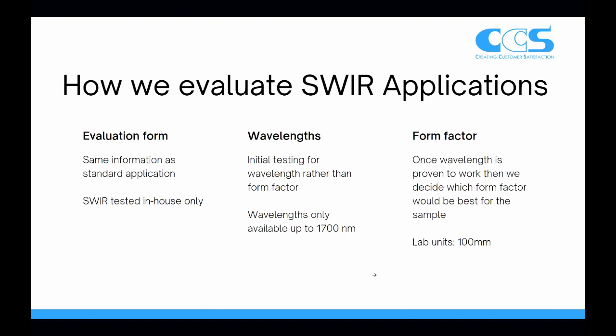We have bar lights in every wavelength we offer that are 100 millimeters long. With this, it's not the perfect setup, but we're able to see this wavelength works, this one doesn't, etc. And then from there, we pick the form factor that we'll need. But the initial part of testing is testing for the wavelength rather than the form factor, which is the opposite of what we do for visible applications.